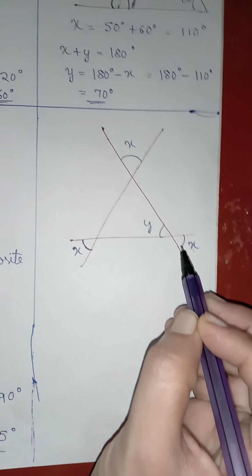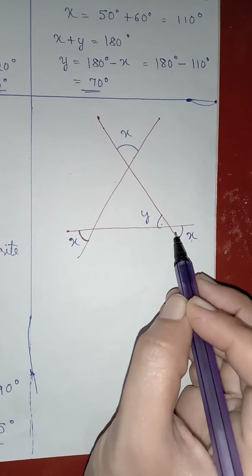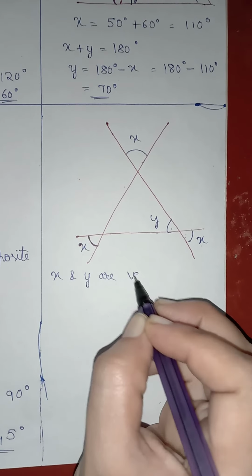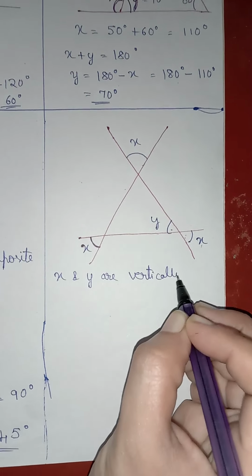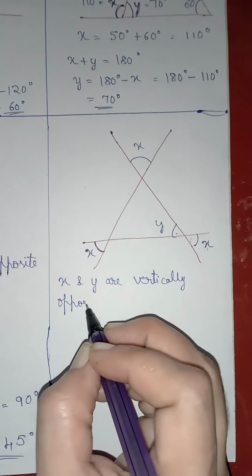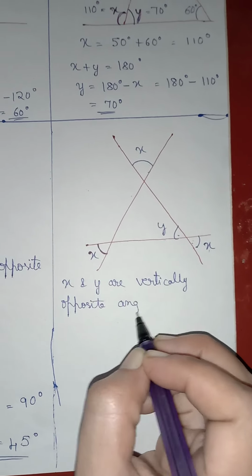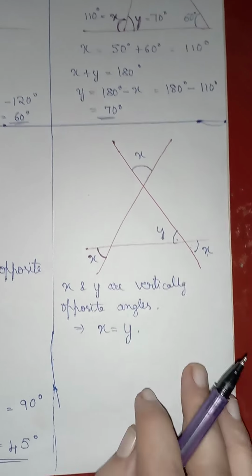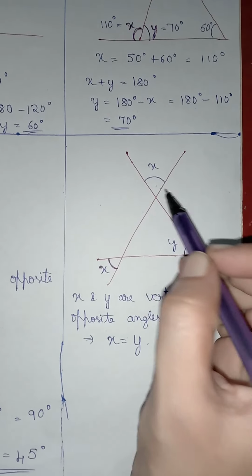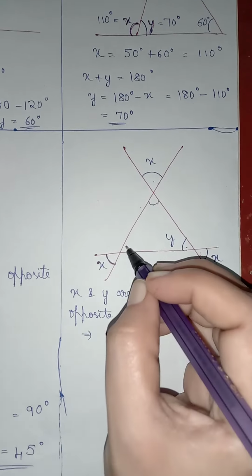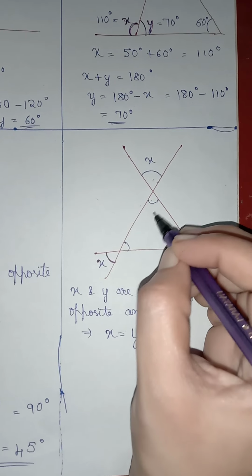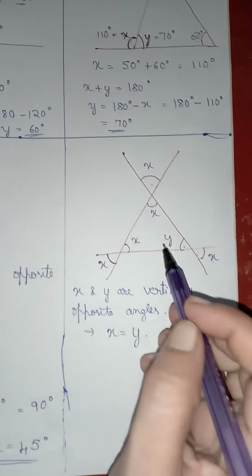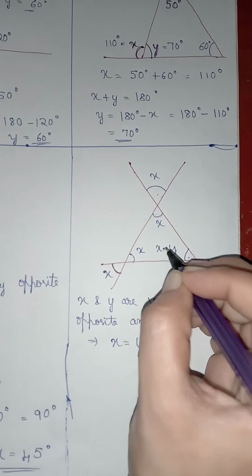So here you see that x and y are vertically opposite angles. So that implies x is equal to y. Now even here you have this angle and this angle. If you mark, they are vertically opposite angles. So x and x. So all three angles are x. Y is also equal to x.